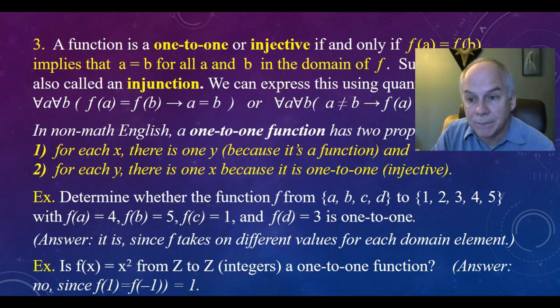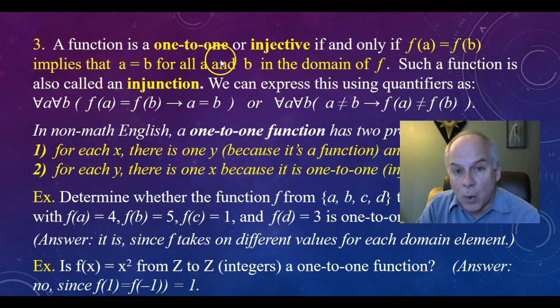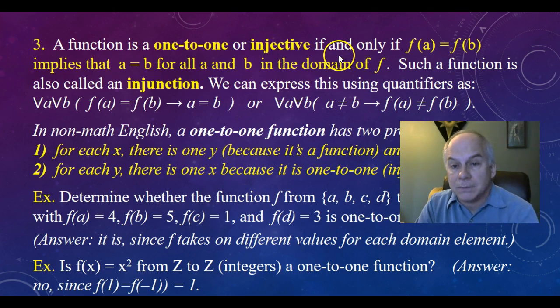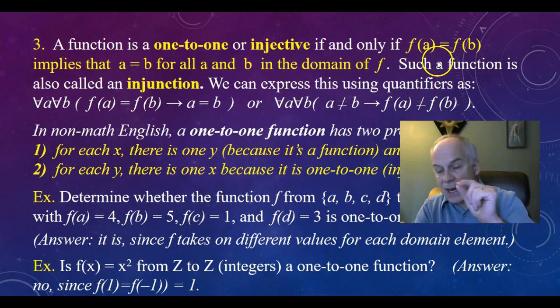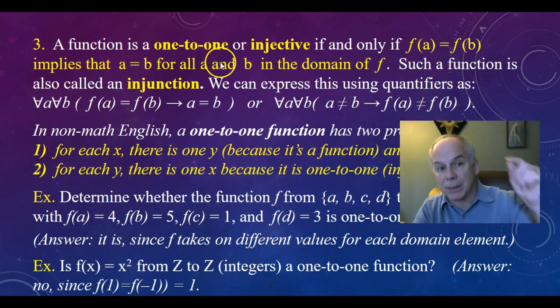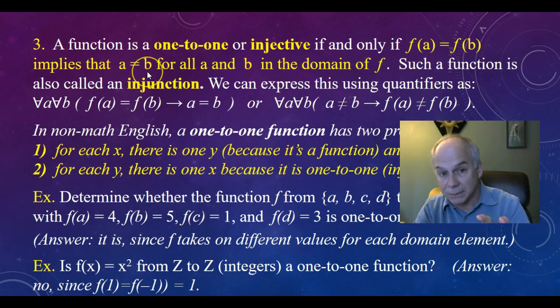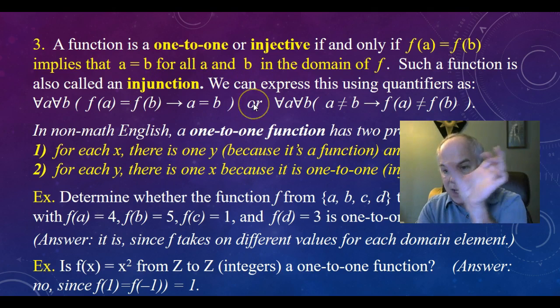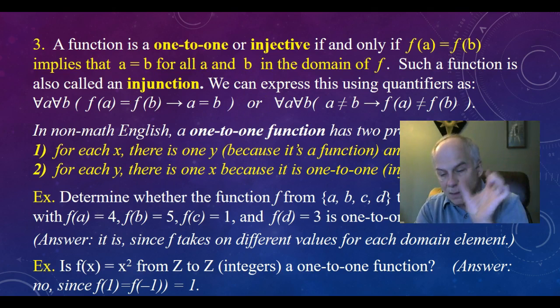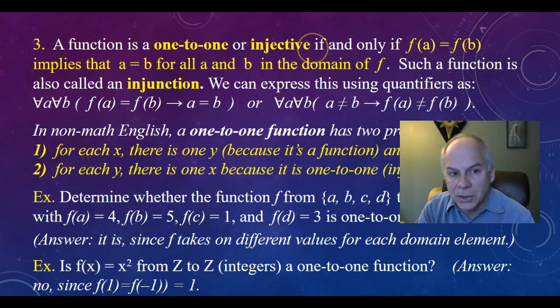Okay, item 3. A function is a one-to-one or injective function if and only if f of a equals f of b implies that a equals b for all a and b in the domain of f. So every time the y values are the same, the x values will also be the same. Okay? Such a function also is called an injection. Okay, it's called injective or one-to-one.